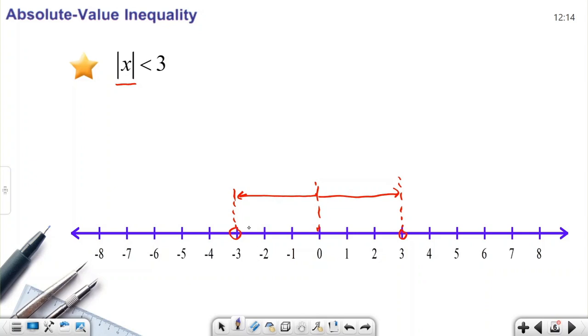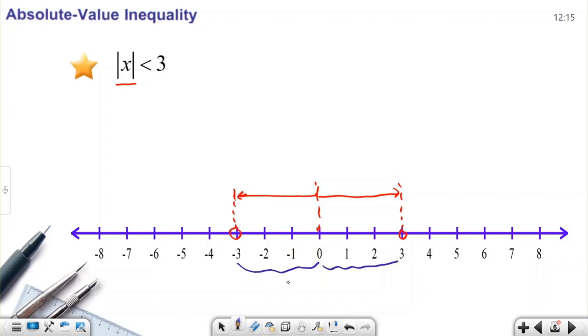If I choose a number here, x, as you see, the distance between 0 and that number is less than 3. Or if I choose a number from here, the distance between the number and 0 is again less than 3. How can I know? As you see, it's smaller than the red line. So I can choose any number here, on that side or that side.